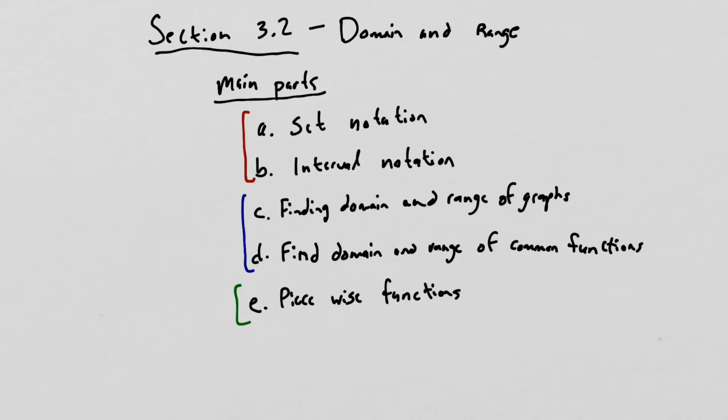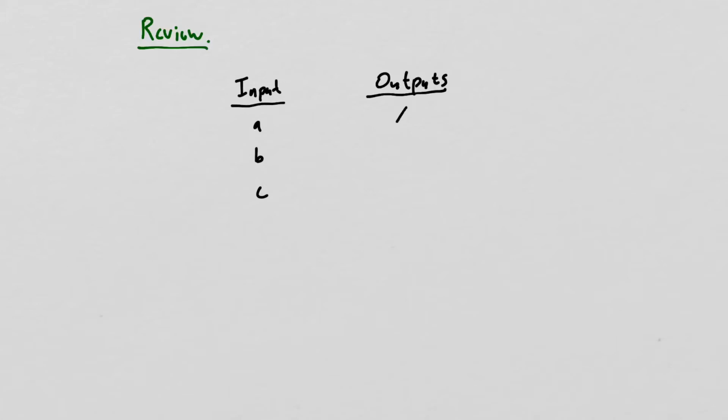Before we get to the content of the section, let's go ahead and review the idea of domain and range, and then also provide some motivation. So recall that a function acts on input and produces outputs. So for example, here we have a function that assigns our input values to some output values.